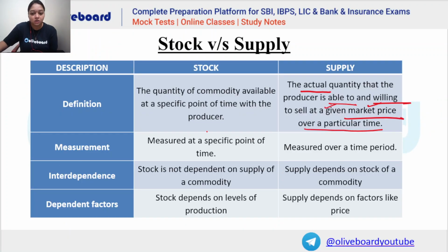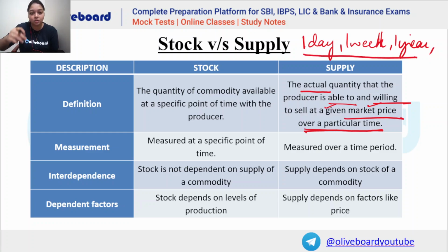The third one is that it is over a particular period of time. It may be over 1 day, 1 week, 1 year, whatever. So it's over a period of time. It is not at a particular point of time like stock. Supply is over a period of time, right? So again, measurement: stock is at a specific point in time, supply is measured over a period of time.